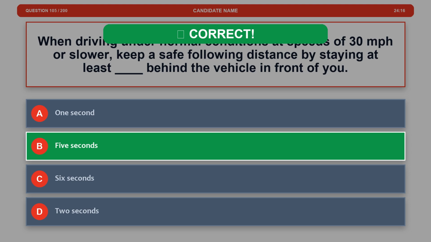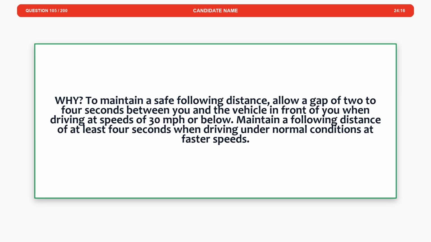The correct answer is option B, 5 seconds. Explanation. To maintain a safe following distance, allow a gap of 2 to 4 seconds between you and the vehicle in front of you when driving at speeds of 30 miles per hour or below. Maintain a following distance of at least 4 seconds when driving under normal conditions at faster speeds.